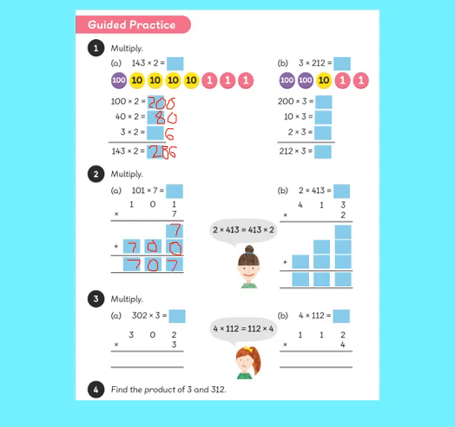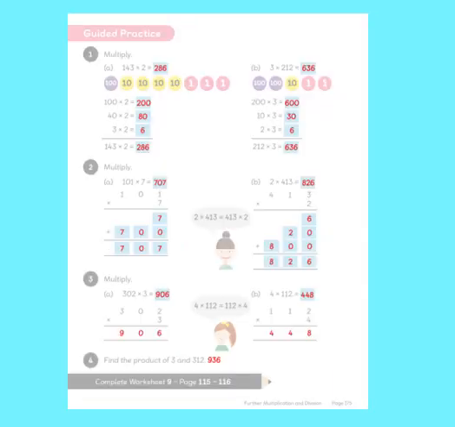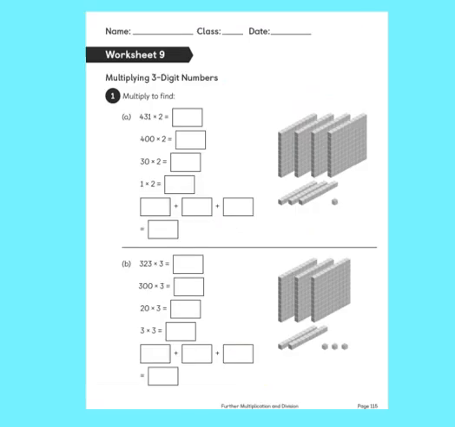Okay, have a go at the rest, and you'll see question 4 asks you to find the product of 3 and 312. Don't forget that a product is the answer when we multiply numbers together. Pause the video, have a go at the guided practice, and then we will look at the worksheet. So here are the answers to the guided practice. How did you get on? And I think that will help you in today's worksheet.